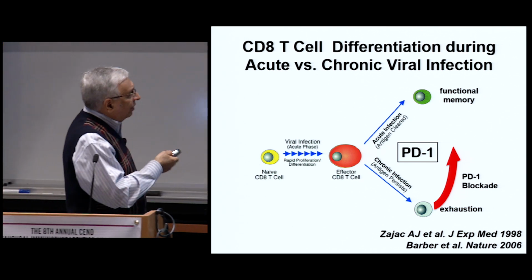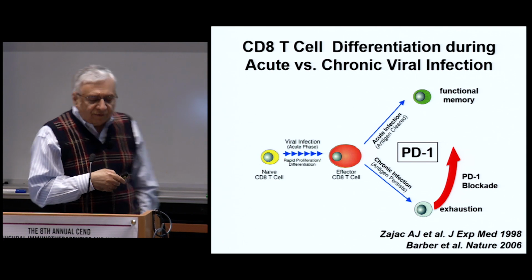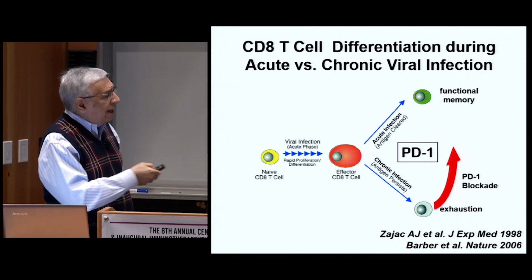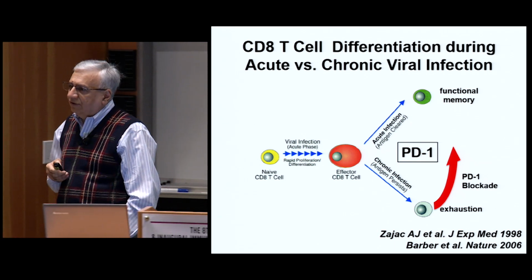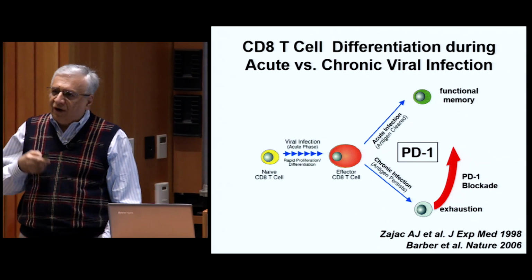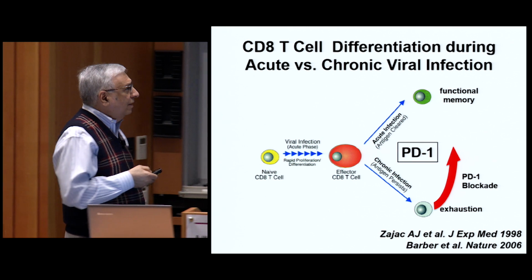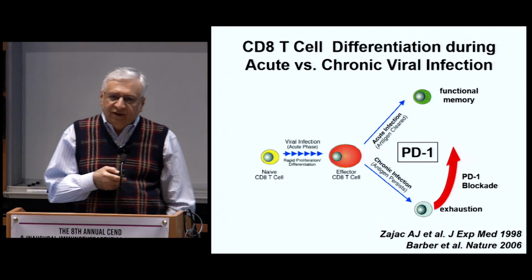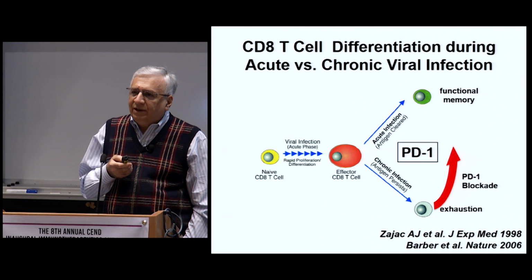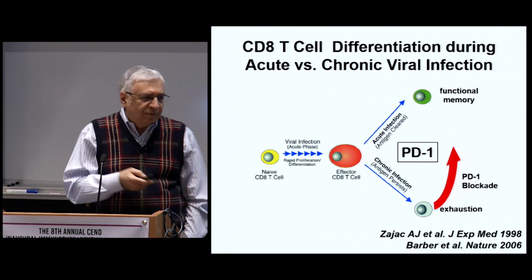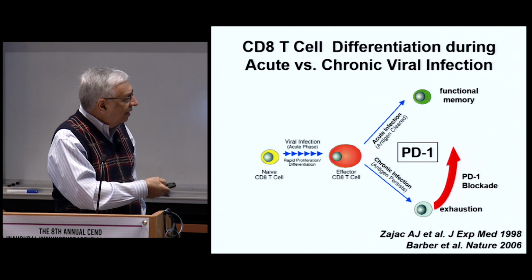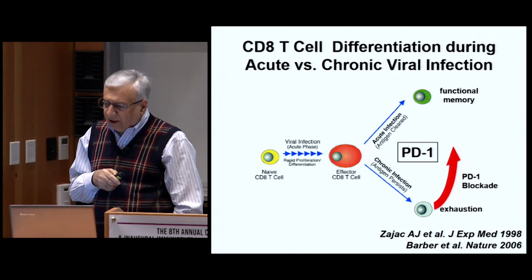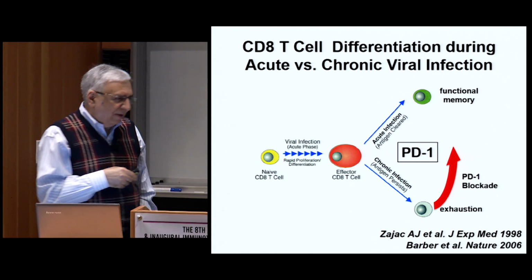But what we discovered using the mouse model of chronic LCMV infection is that in contrast to this good scenario that happens following an acute infection, if the mice are chronically infected, then you actually get functional exhaustion of the virus-specific cells. The cells are physically present, but they're no longer functional. And this observation was made by Alan Zajac in a paper that we published in 1998. Others working with this model also came up with the same observation.